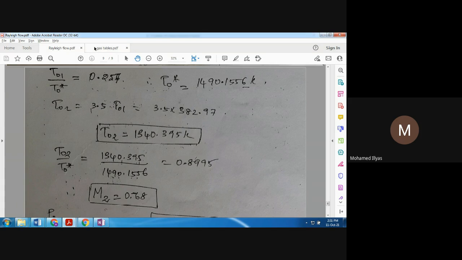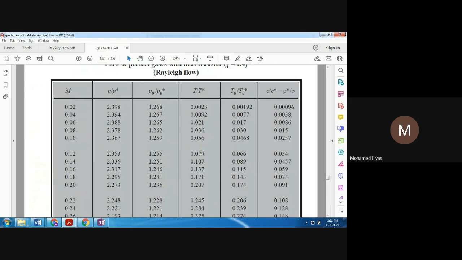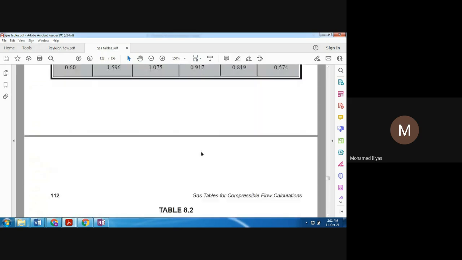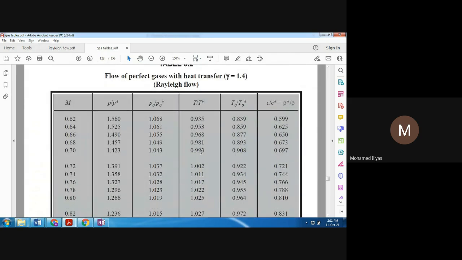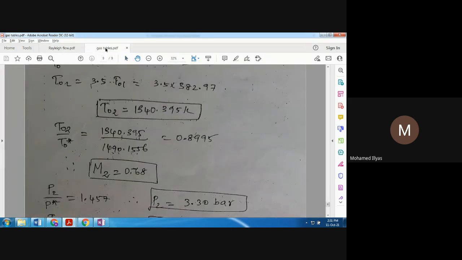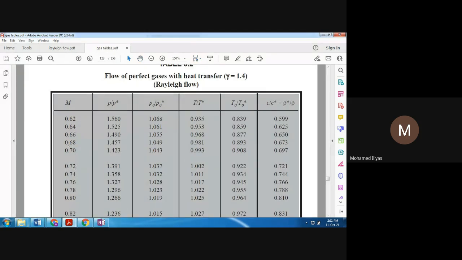We'll refer to our Rayleigh flow table. Stagnation temperature is available only in the Rayleigh flow. T naught 2 by T naught star as 0.9. So either you can take this one, or 0.68 or 0.7, the average of these, or you can just take this one. Both values are correct. So here they have taken M2 as 0.68, this one 0.893.